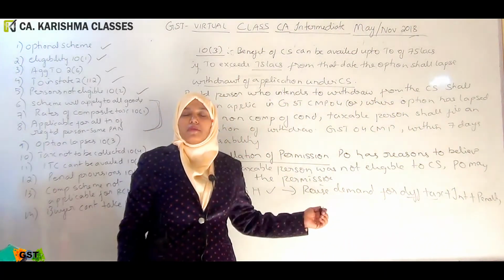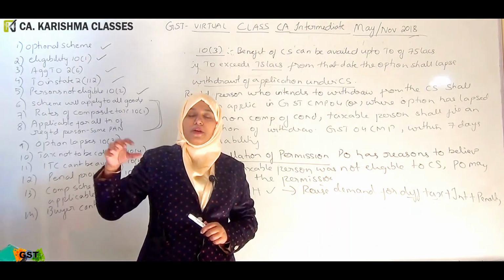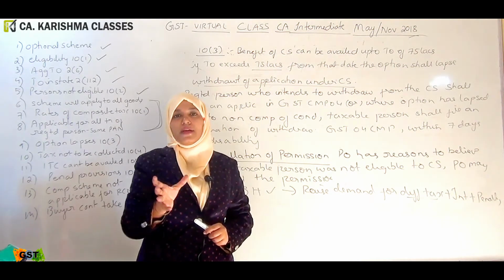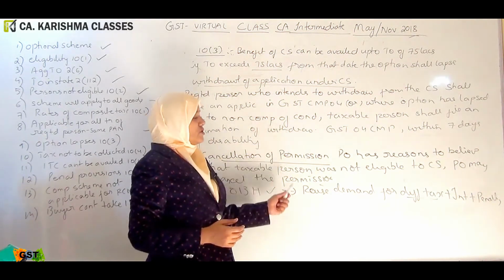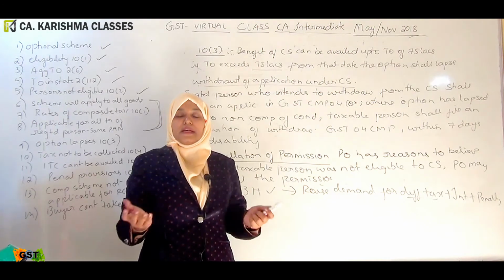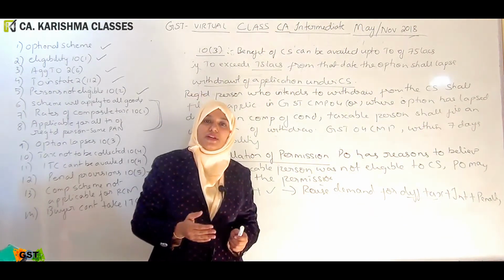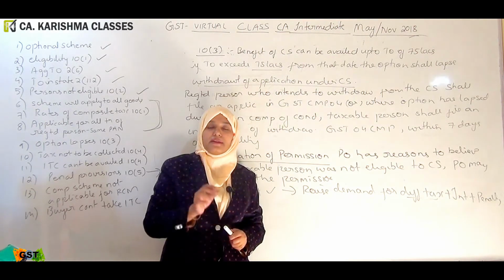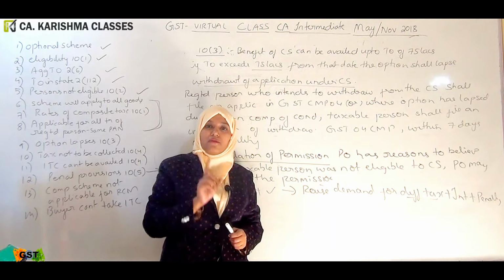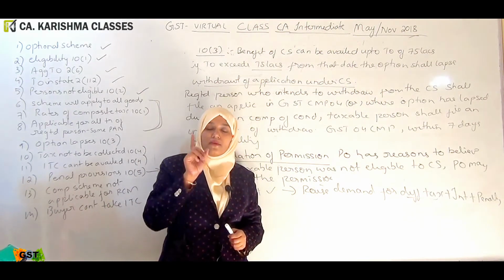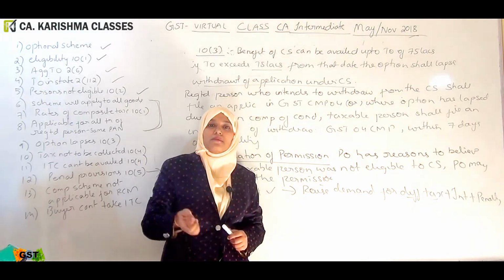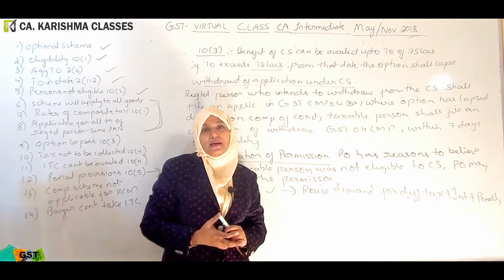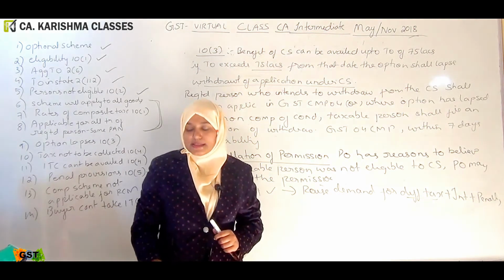So what do you mean by differential tax? He was supposed to pay tax according to regular scheme, but he was under composition scheme for some period. By the time this cancellation happens, there could be a possibility that the person might have continued to pay tax in the composition scheme. So we have to calculate from which day he is not eligible, from which day regular scheme will apply. Then what is the tax according to regular scheme, what tax you have paid, the differential tax we have to take from the supplier. So this is cancellation of permission.